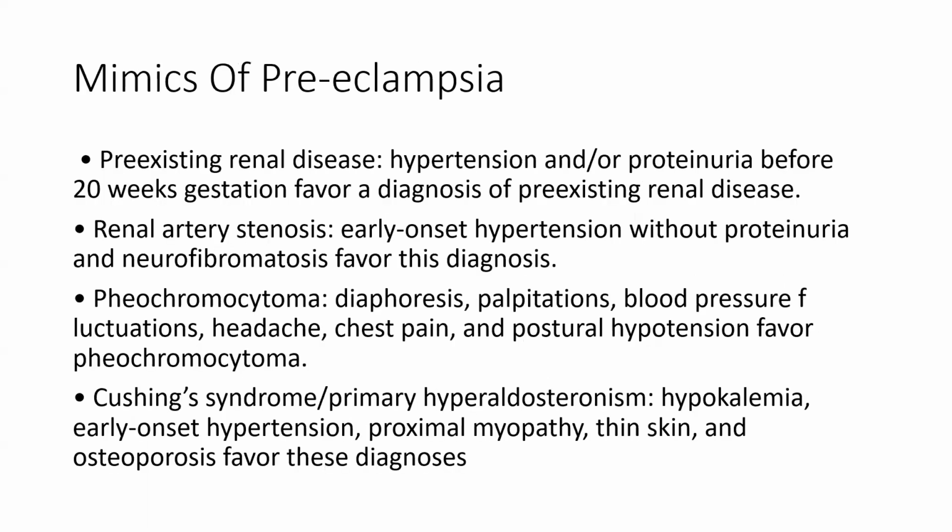Now, mimics of preeclampsia. Pre-existing renal disease, hypertension, and proteinuria before 20 weeks of gestation favor the diagnosis of pre-existing renal disease. Renal artery stenosis, early onset hypertension without proteinuria, and neurofibromatosis favor these diagnoses. Now, another differential is pheochromocytoma. Diaphoresis, palpitation, blood pressure fluctuation, headache, chest pain, postural hypotension favor pheochromocytoma. Cushing syndrome and primary hyperaldosteronism: hypokalemia, early onset hypertension, proximal myopathy, thin skin, and osteoporosis favor this diagnosis.